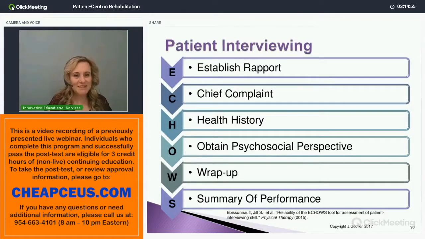Patient interviewing is a skill to develop. It takes a little bit of time. So when you're developing your patient interviewing skills, and particularly for new clinicians, the APTA came out with the ECHAL tool that helps clinicians go through a process of not missing anything in the evaluation, and it incorporates elements of recognizing building the therapeutic alliance.